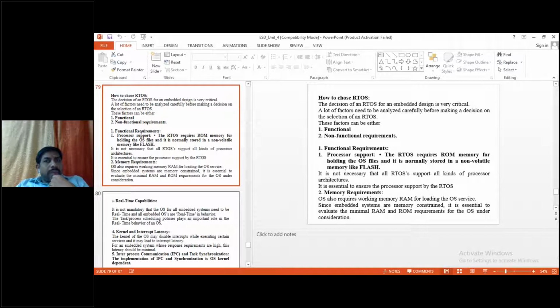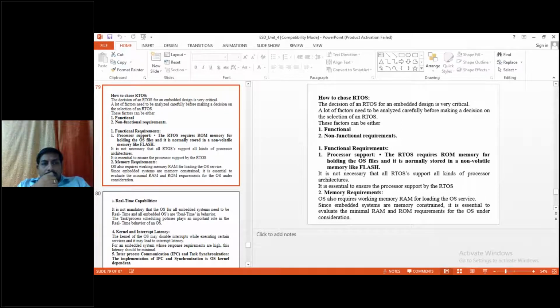So now let's see how to choose an RTOS. The decision of an RTOS for an embedded design is very critical. A lot of factors need to be analyzed carefully before making a decision on the selection of an RTOS. These factors can be either functional or non-functional. Under functional requirements, first we'll see the processor support. The RTOS requires read-only memory for holding the OS files, and it is normally stored in a non-volatile memory like flash memory. It is not necessary that an RTOS supports all kinds of processor architectures, so it is essential to ensure that the processor is supported by the RTOS.